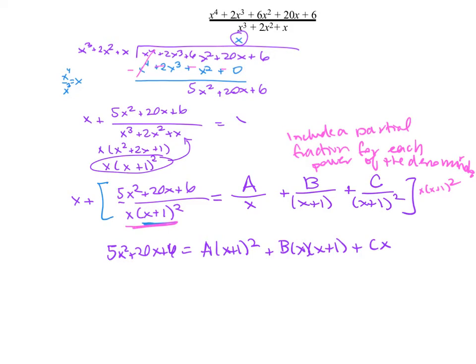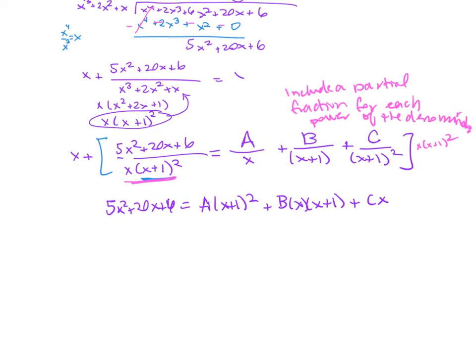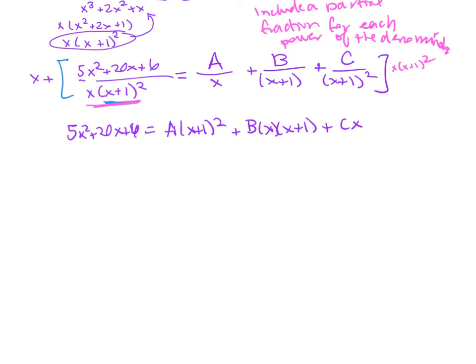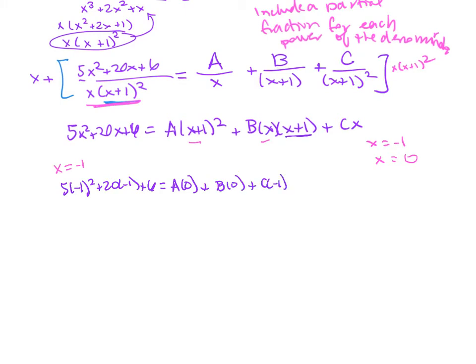And so we can see that we can plug in certain numbers. What are some good numbers we can plug in to solve? So we know that we can plug in x equals -1, because that'll make this 0. And then we can also plug in x equals 0, because that'll cancel out the b and the c. So let's try that out. Let's first start with x equals -1. So 5 times -1 squared plus 20 times -1 plus 6 equals a times -1 plus 1, which is going to be 0, plus b, -1 over here would make that 0, plus c times -1. So that's nice.